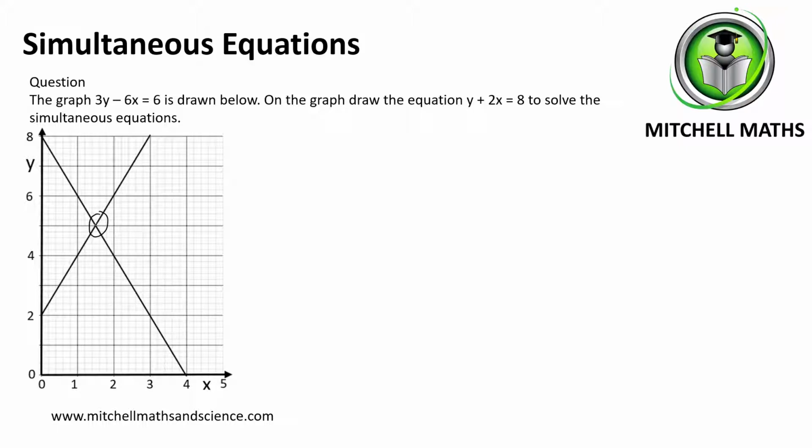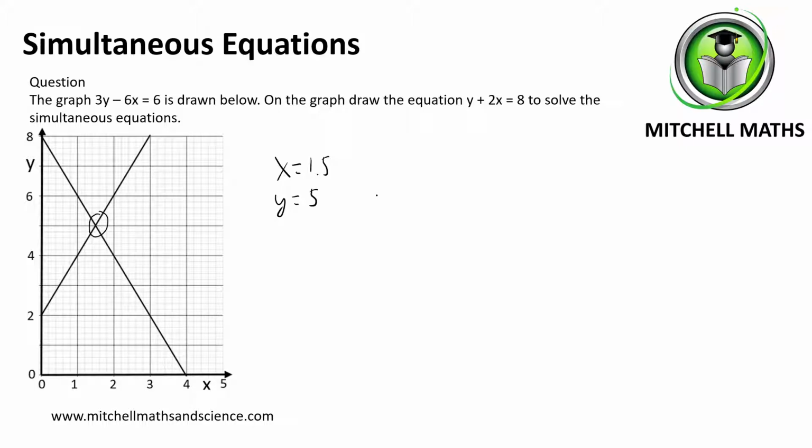I then need to look at where the two graphs intersect after I've drawn the straight line. And I can see my x value at that point is halfway between 1 and 2, which is 1.5. And I can see my y value is halfway between 4 and 6, which is 5. Therefore, my answer for this question is x equals 1.5 and y equals 5.